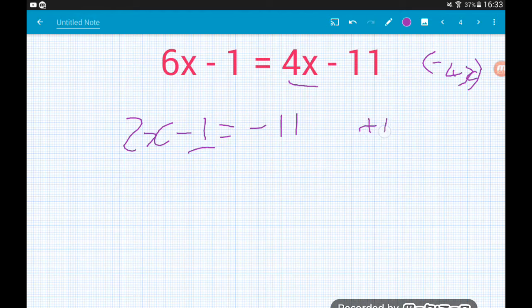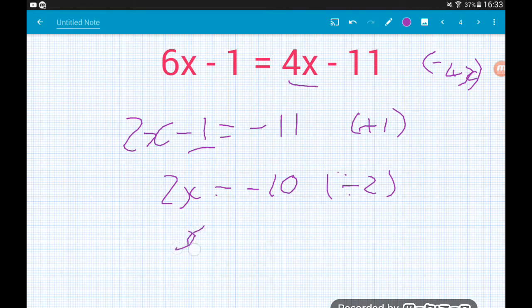So add 1. That's going to give us 2x equals, now minus 11 plus 1 is going to come back up to minus 10. And then finally, for our last step, let's divide by that 2, and that will give us 1x is equal to minus 5. Cool.